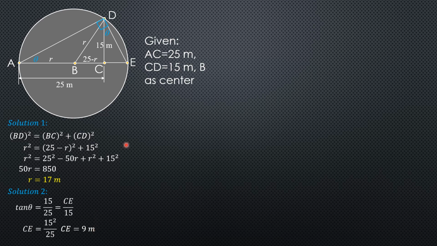Having found CE equals 9 meters, and noting that AE is the diameter of the circle, so AC 25 plus CE 9 equals the diameter, which is 2R.